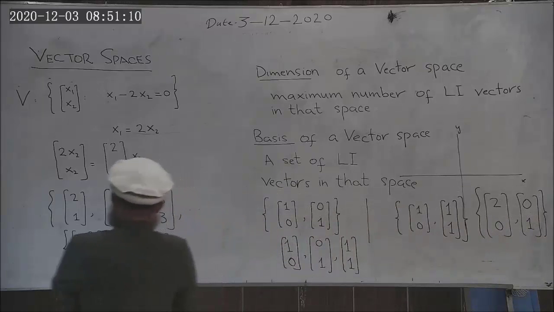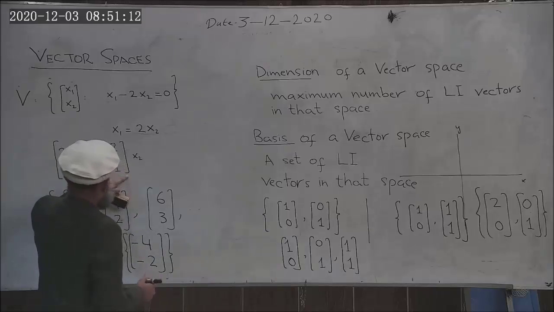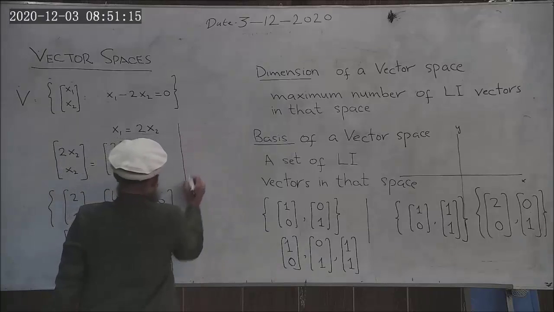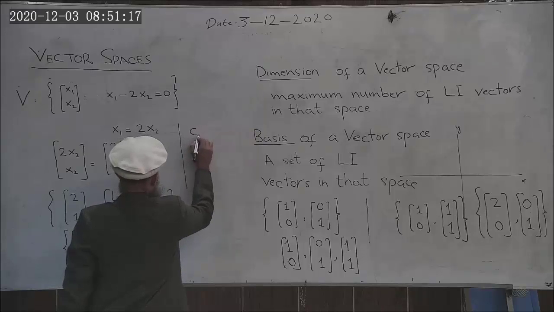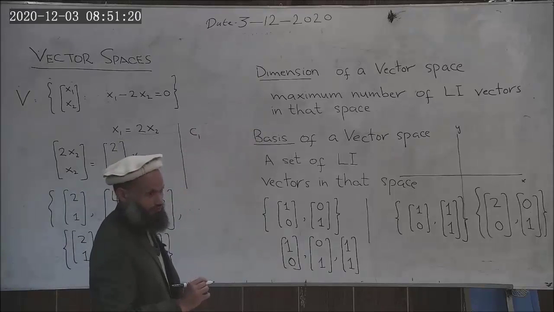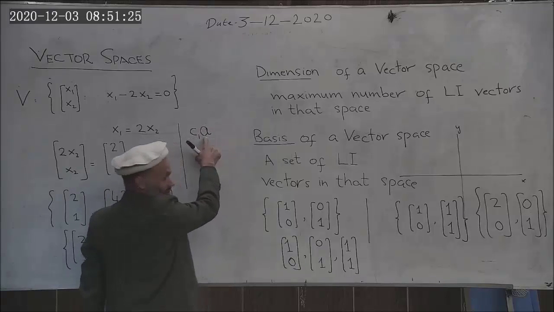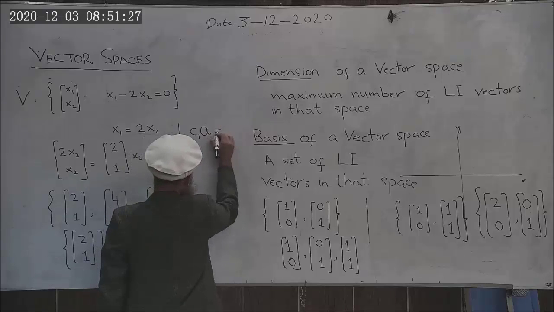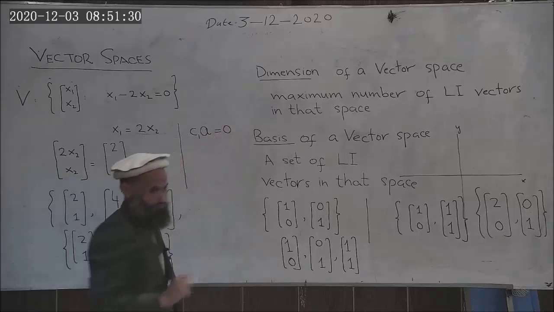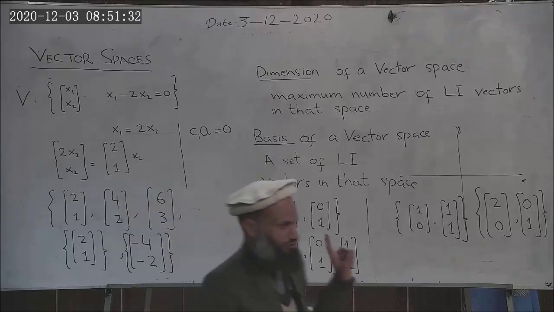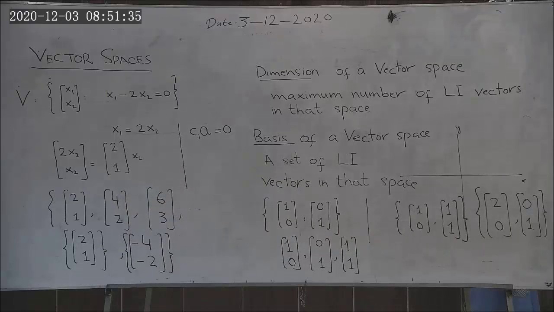So linear: if we had defined it in this way when we started, C multiplied by A, where A is a vector, if it is equal to 0 only for C1 equal to 0, then this vector will be called linearly dependent. Otherwise, this vector will be called linearly independent.